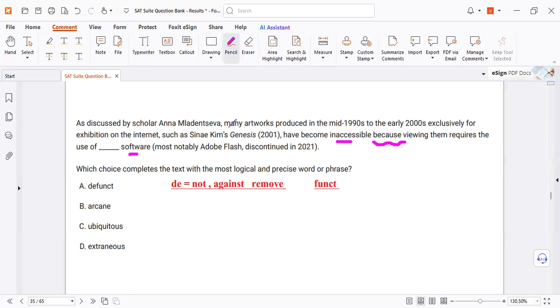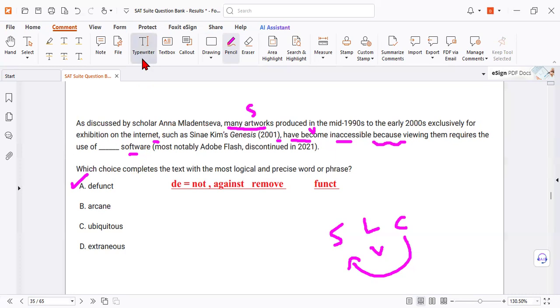The subject. Many artworks which were produced, past participle, delete, prepositional phrase, delete, prepositional phrase, delete, non-essential, delete. You will find the subject and the verb. So your verb is a linking verb, subject, linking verb, complement. The complement refers to the subject. So what is or are inaccessible? Many artworks. Because what? Because viewing them requires the use of software. The software doesn't work. That's why it's inaccessible.